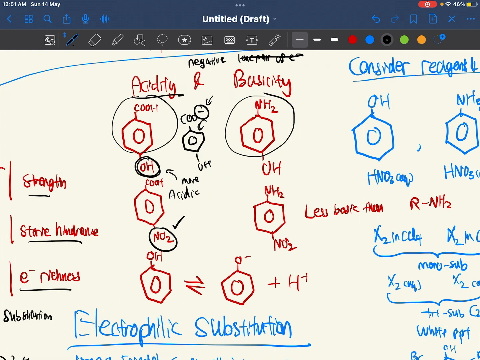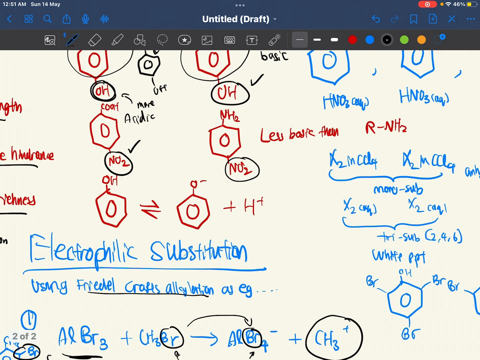But compare that with phenylamine, it's slightly different here, because over here I'm looking at how readily available the lone pair of electrons on the N atom is for donation. So it will be more preferable to have an activating group like OH as compared to an electron withdrawing group. So this is more basic.